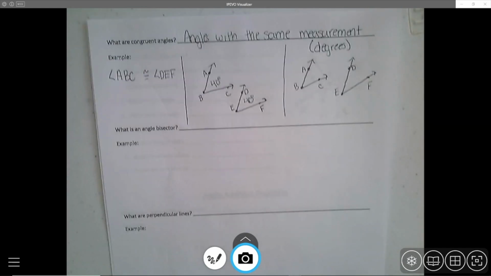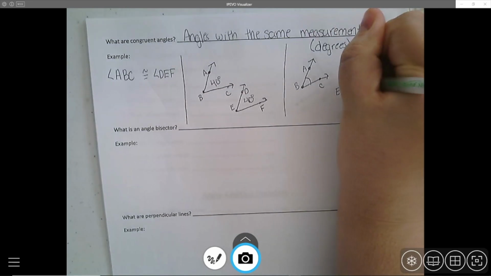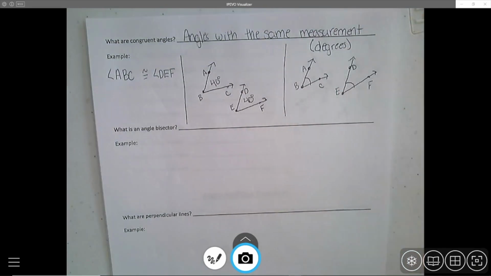Now, we don't put tick marks on angles. What we end up putting is arcs inside of the angles. So if your angles have the same number of arcs, those are considered congruent.